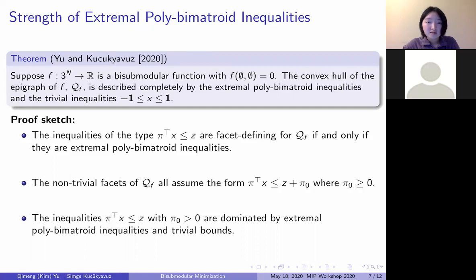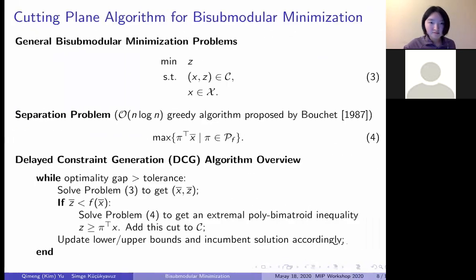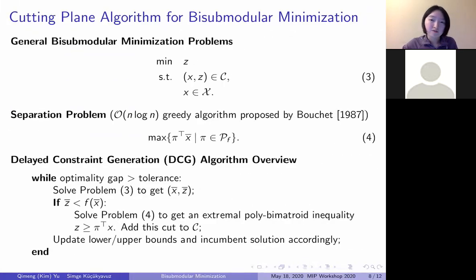Then we show that the non-trivial facets of Q sub f must look like pi transpose x less than or equal to z plus a constant pi 0. And this constant pi 0 has to be non-negative. Lastly, we show that pi 0 in fact has to be 0 to complete the proof. Now we have fully described the convex hull.